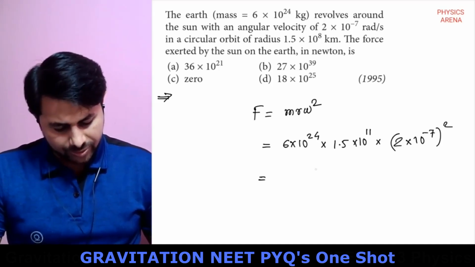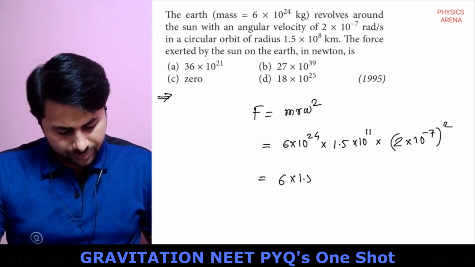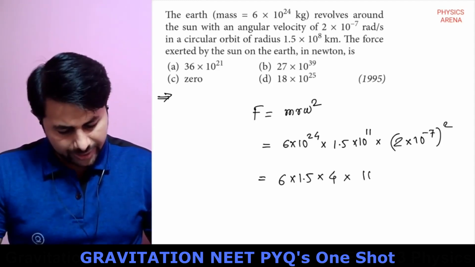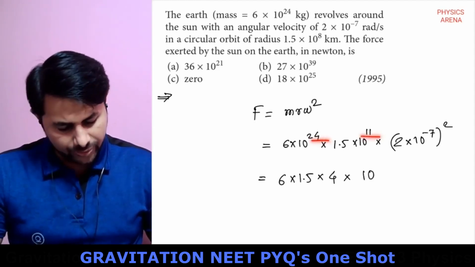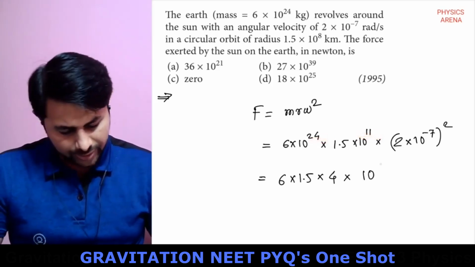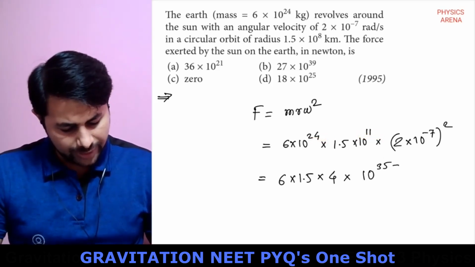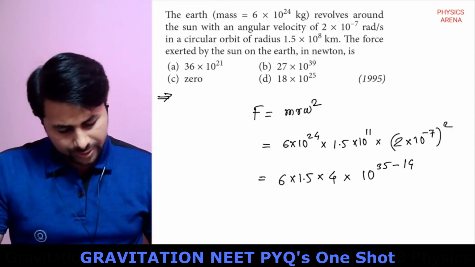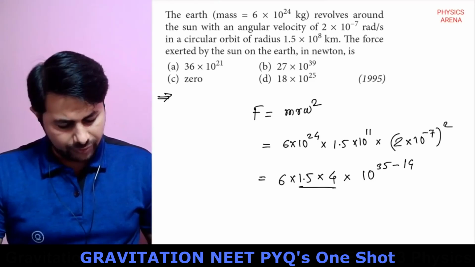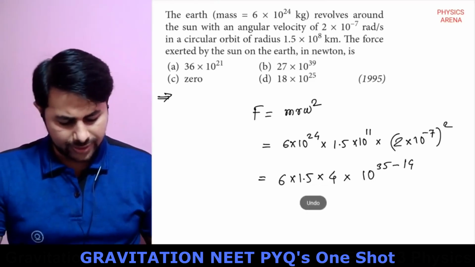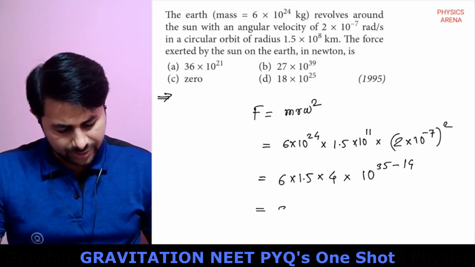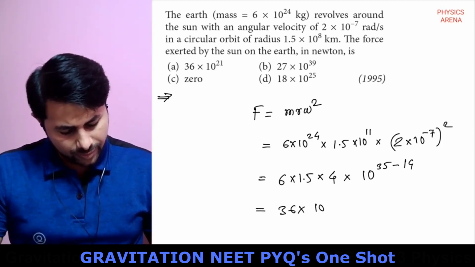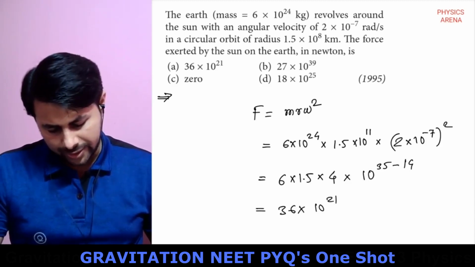So it is 6 times 1.5 multiplied by 4 multiplied by 10 raised to how much? 24 plus 11. 24 plus 11 is 35, minus 14, minus 7 raised to 2. So 1.5 multiplied by 4 is 6. 6 times 6 is 36. 36 multiplied by 10 raised to 21 would be the answer.